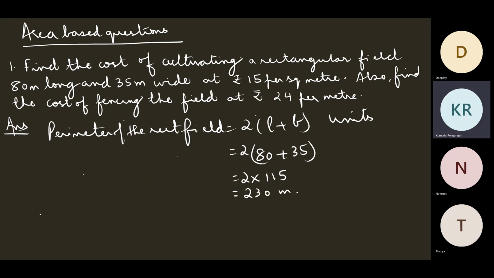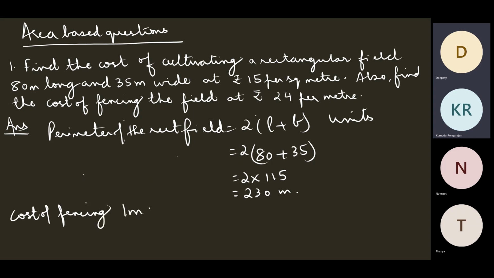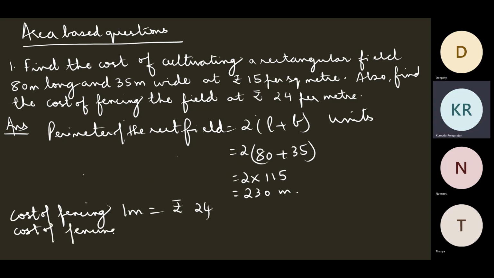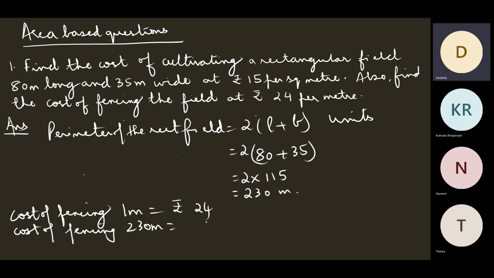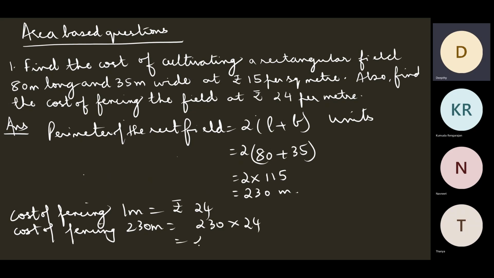Very good. Next. Cost of fencing 1 meter. Cost of fencing 1 meter is equal to 24 rupees. Then cost of fencing 230 meters is equal to 230 into 24. How much is that? 5,520.